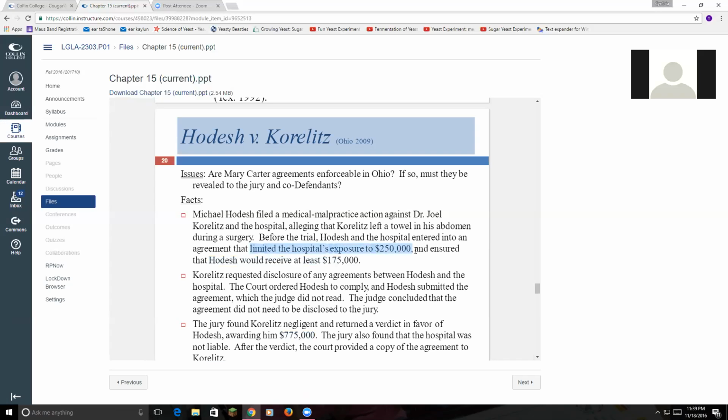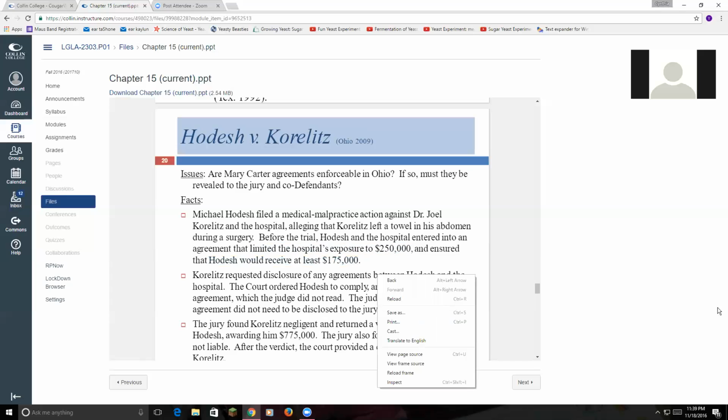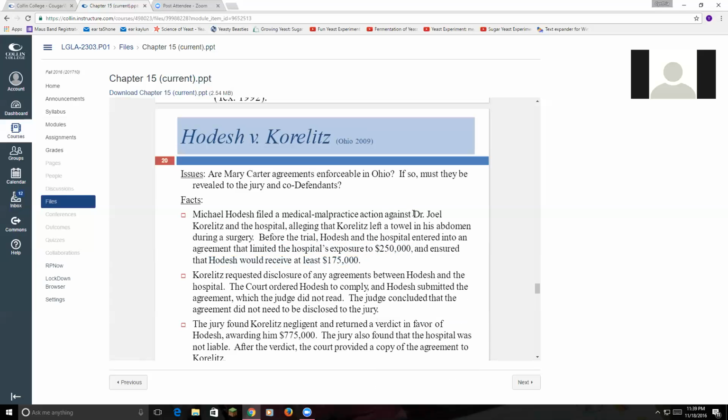Now you can see during trial, the hospital would have an incentive to persuade the jury that Hodesh's injuries are pretty significant, because they want it to be at least $175,000. And the hospital also wants it to appear that the doctor was the one responsible. Now you might say, well, of course, whenever you have more than one defendant, one defendant will be pointing his finger at the other defendant.